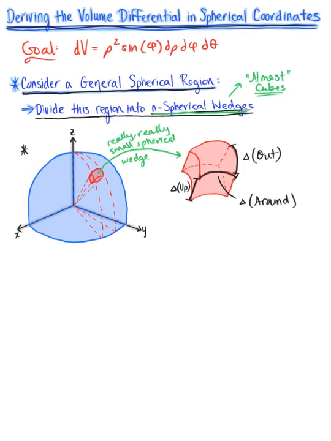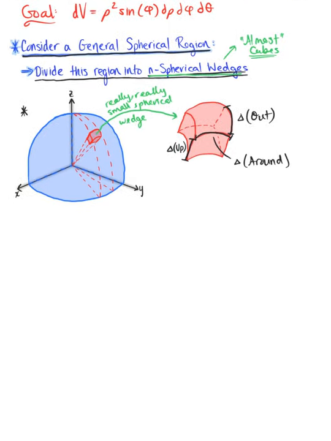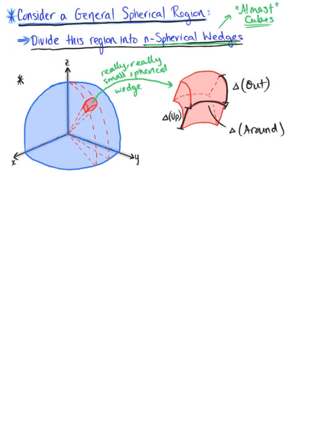So what does this mean? The change in going up, the change in going out, the change in going around? We need to define this in a little bit more detail. How does this relate to those variables? So we'll start with the change in going up.